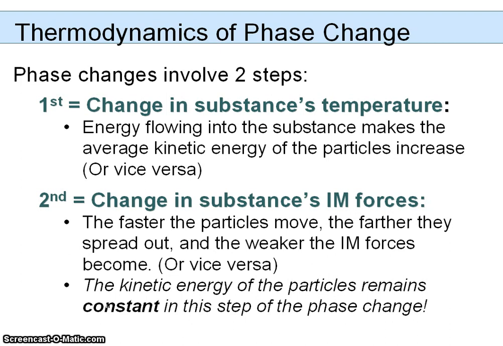First, a substance's temperature is going to increase or decrease in order to reach the temperature point at which it's going to melt, freeze, boil, vaporize, whatever phase change you're going to look at. And then the second part is that the intermolecular forces need to be overcome in order to have the entire substance change phase. Let's look at an example of this before we go through the notes.